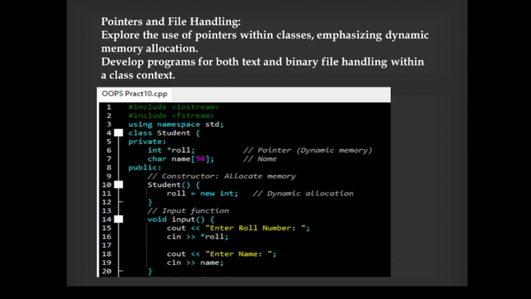Next, we have void input, which is used to take data from the user. That is, cout << "Enter roll number" and you can see cin over there. *roll = ... basically we store the roll number in the pointer memory. And we have cout << "Enter name" and cin >> name. Same thing, we store the name over here.